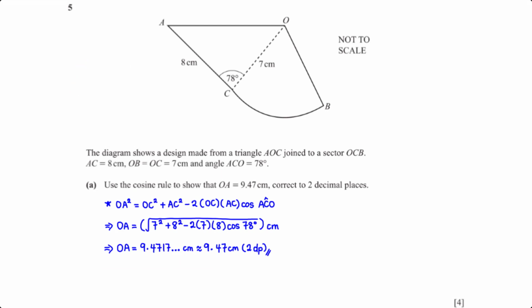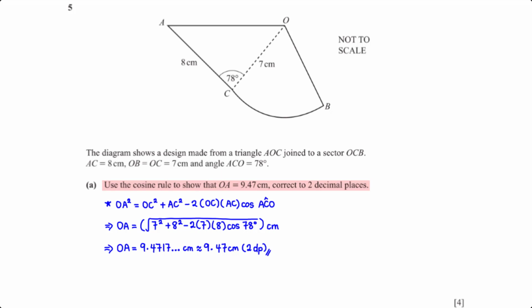The diagram shows a design made from a triangle AOC joined to a sector OCB. AC is 8 centimeters, OB equals OC equals 7 centimeters, and angle ACO is 78 degrees. Use the cosine rule to show that OA equals 9.47 centimeters, correct to 2 decimal places.